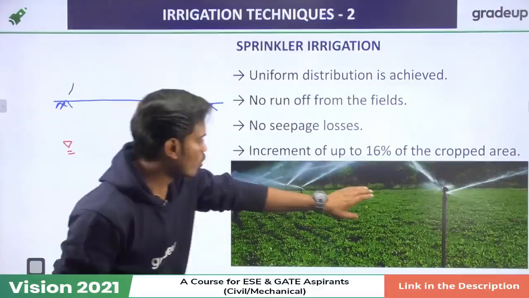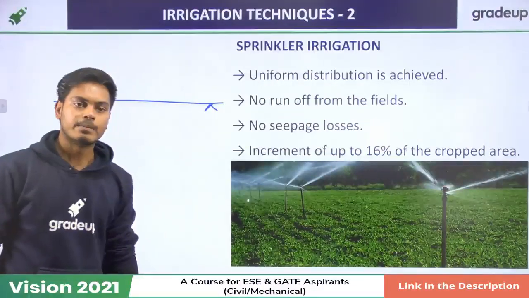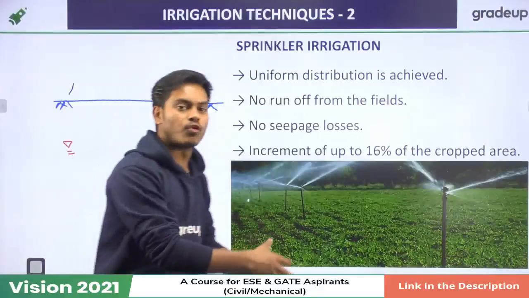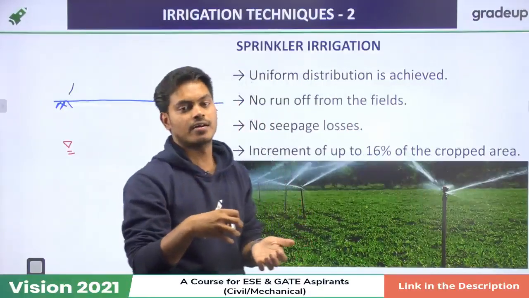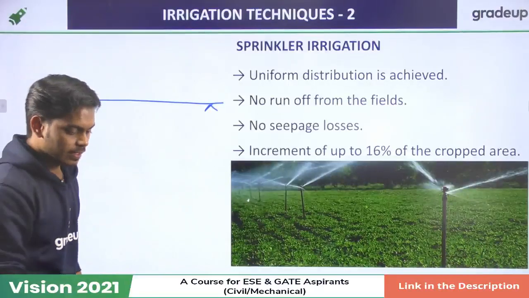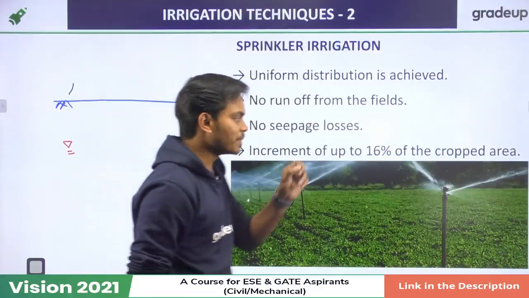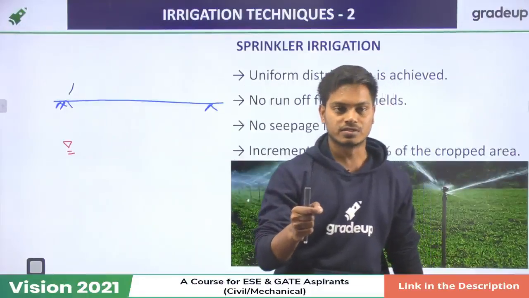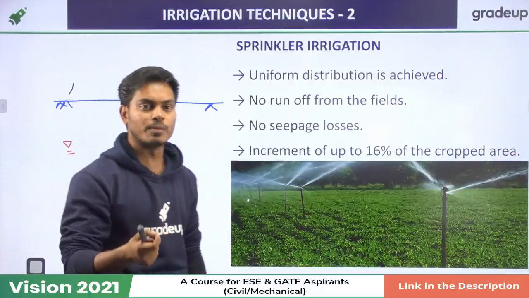By providing sprinkler irrigation, we can easily do that, because there will be no collection of water at a particular irrigation field area. Perfect. Next is, we can also apply the fertilizers uniformly.